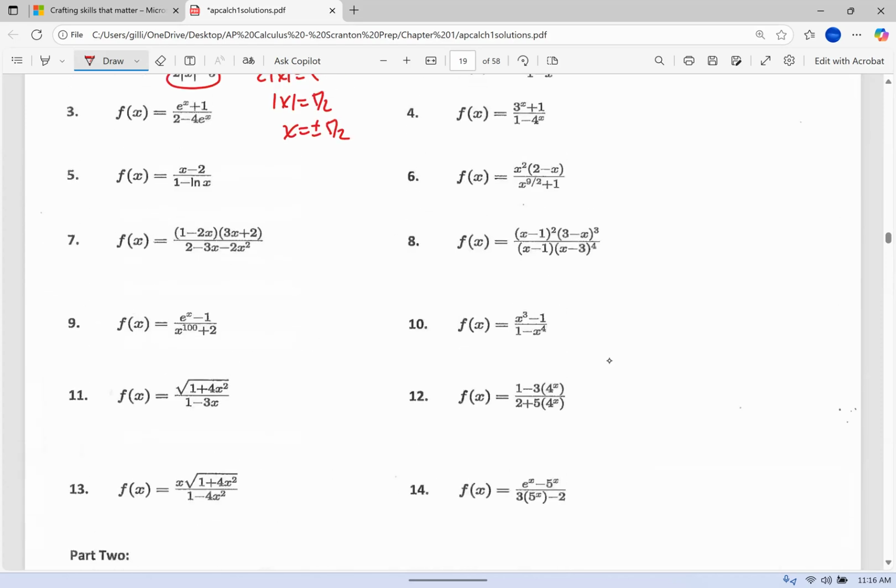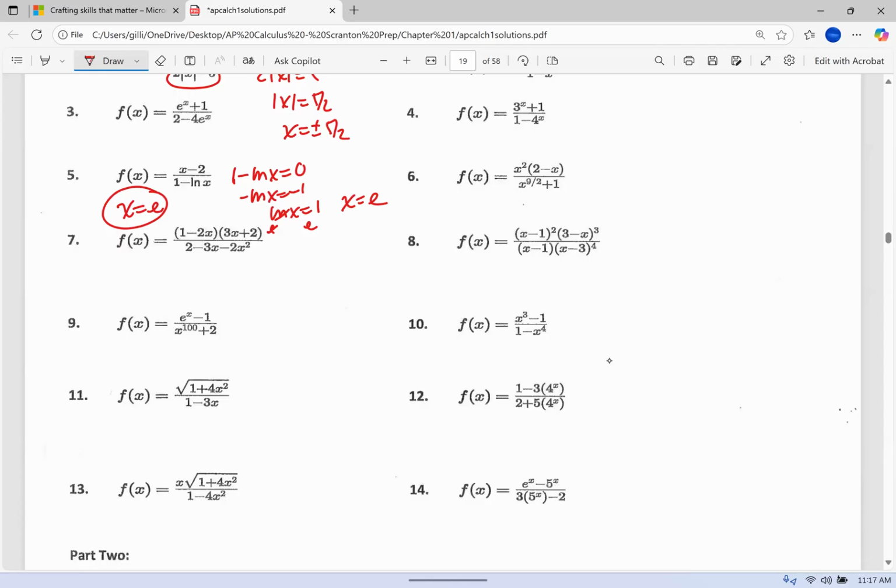5 is okay. If I set the bottom equal to 0, it doesn't factor and reduce. I'm going to subtract the 1, divide out the negative, and you undo ln as base e. So x would be equal to e here in number 5 for the vertical.